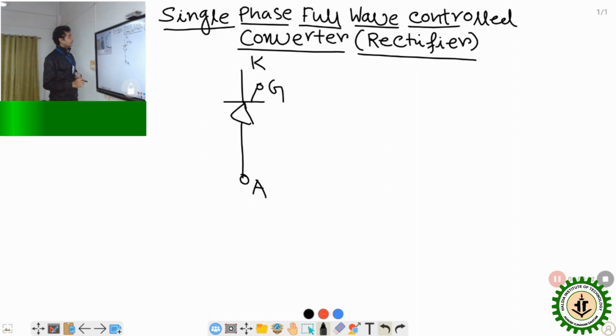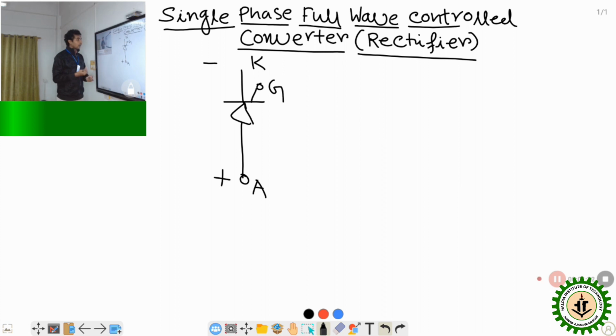So this is the symbol of the thyristor. As you can see, there are three terminals: anode, cathode and gate. Now how is this switch operated? Whenever the anode is more positive than the cathode, the thyristor gets forward biased. Unlike a diode, a thyristor does not turn on whenever it is forward biased. To turn on the thyristor, we need to provide a gate signal at this gate terminal, in the forward bias condition.